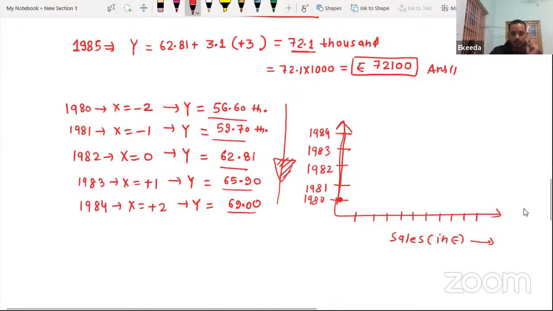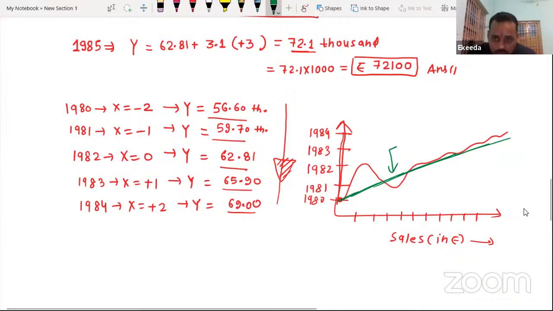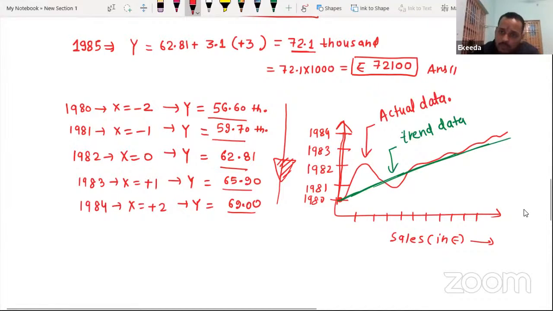The table was actual sales, so the actual sales may be like this. So you can plot it, and the original sales and the trend data will be like this. This green color represents the trend data or trend value, it is not drawn to actual value. You can draw and check in your notebook. You can see this is increasing in nature. And this red color line represents the actual data.